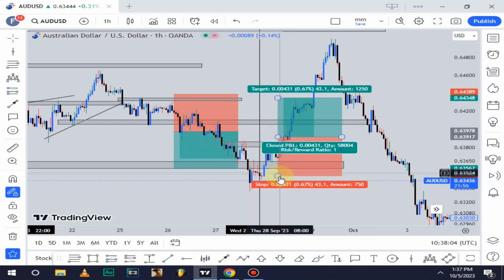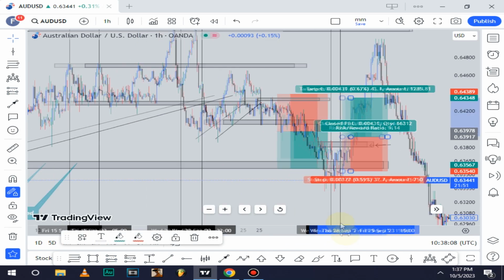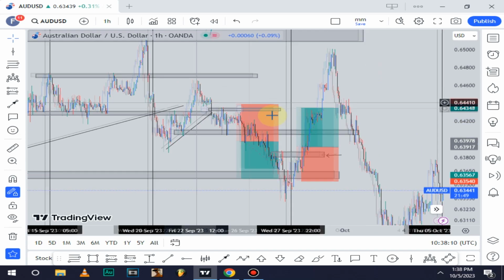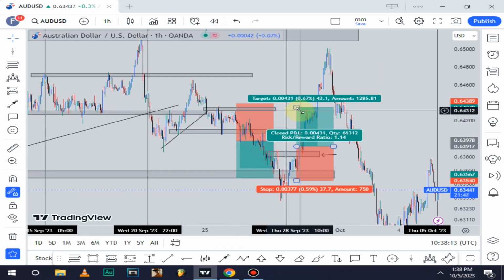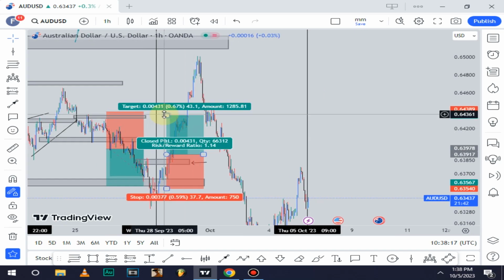Then stop loss below our demand zone over here, of course. Then you target this. We have this resistance, the immediate one. Okay, day trading, once again hit that 43 pips, call it a day. You do not need to hold over here.